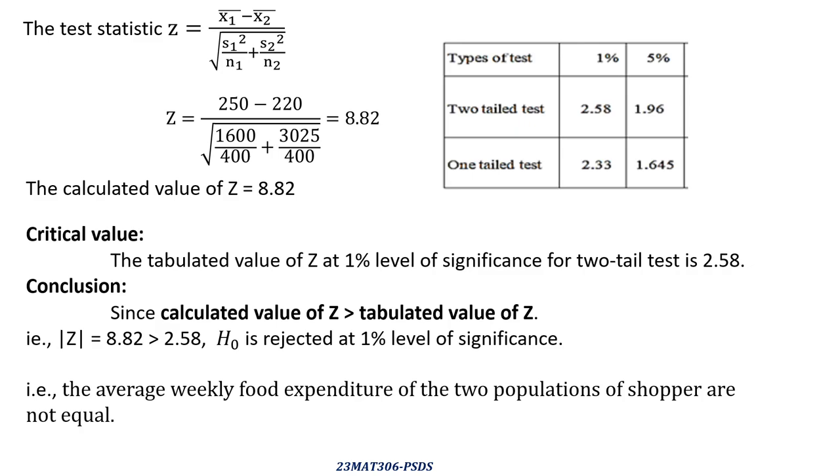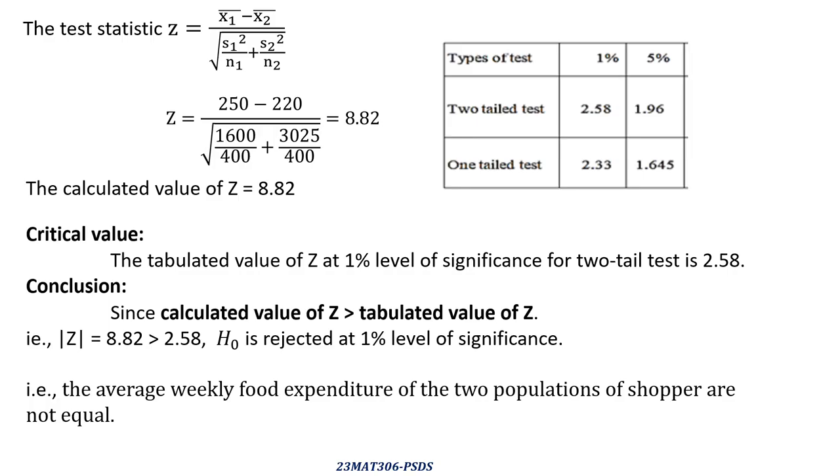We get 8.82. It is a two-tailed test because in the alternate hypothesis we have taken mu1 not equal to mu2. A not equal symbol means it is a two-tailed test. So we check the value for a two-tailed test at alpha equal to 1%. The answer is 2.58. The calculated value is greater than the tabulated value, so we reject our H naught.